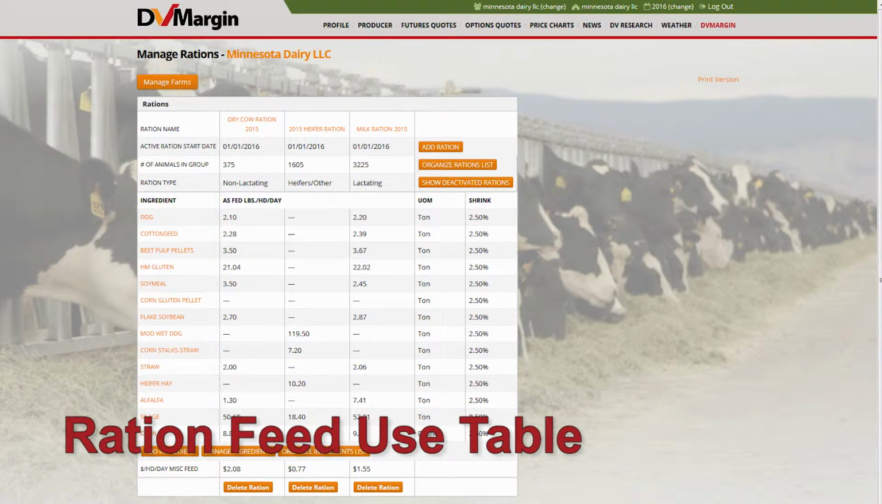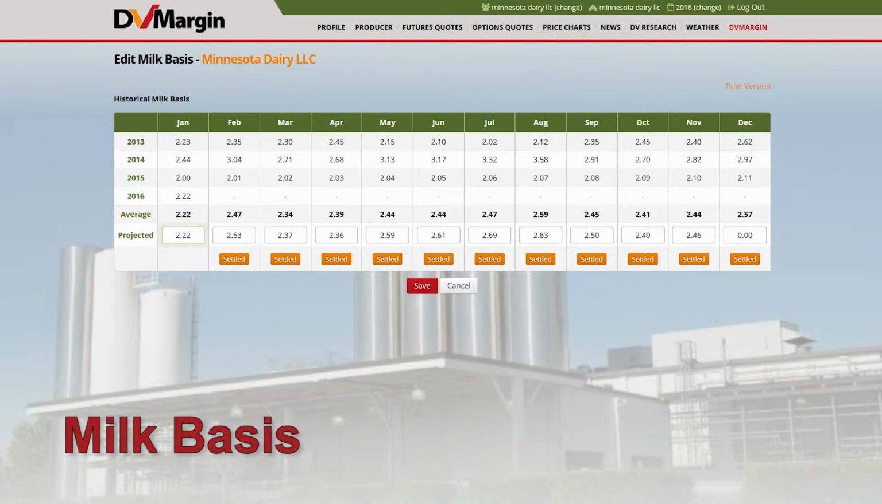The ration section allows users to easily edit changes in a diet and a number of animal units on a diet for monthly feed use calculations. For producers working with an outside trading advisor, this is an excellent tool to communicate feed use and diet changes on the fly. Futures crush margins use Class 3 futures to calculate a margin over feed cost.